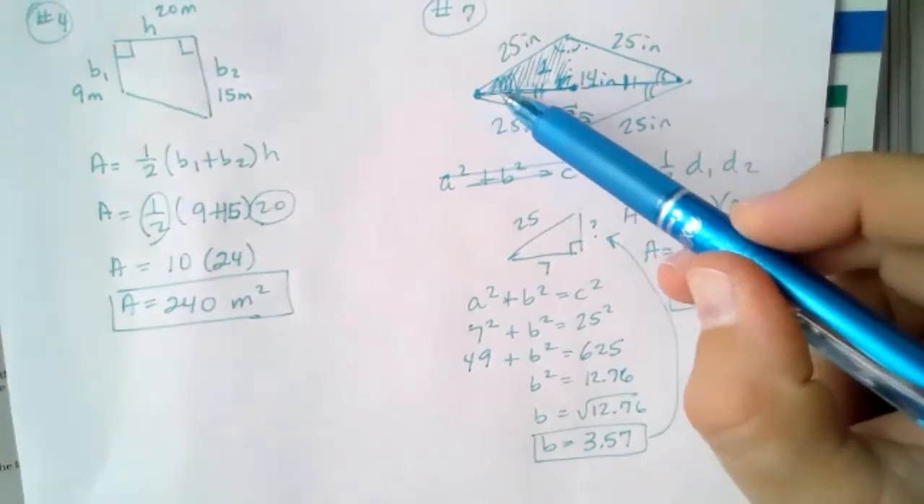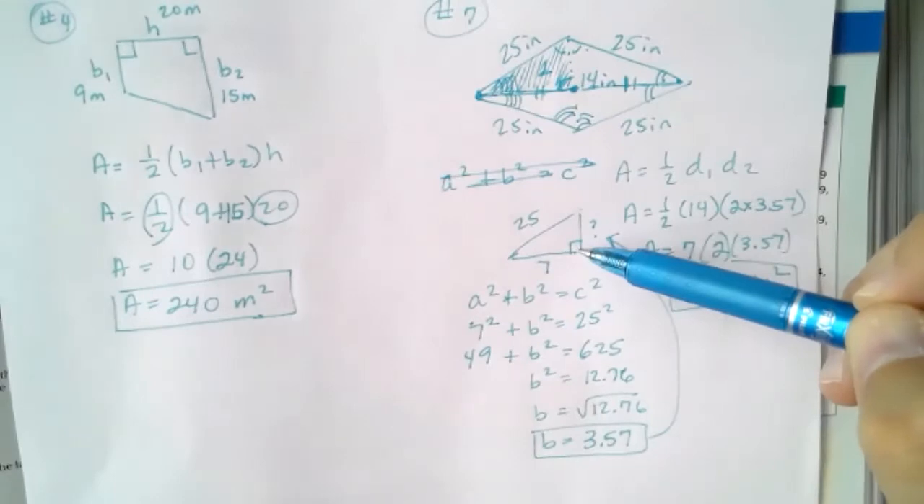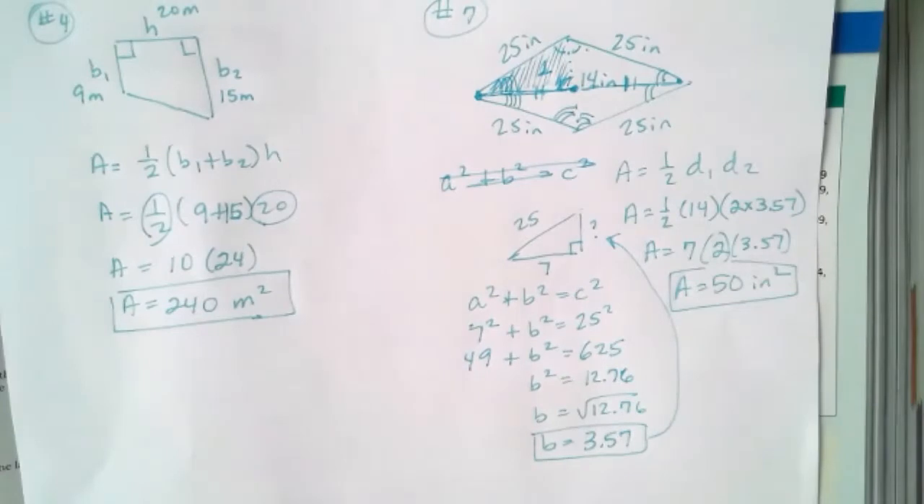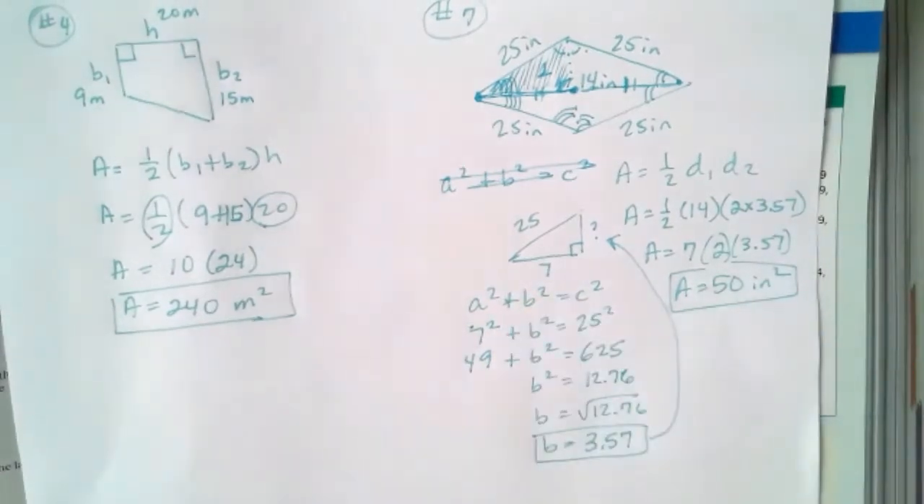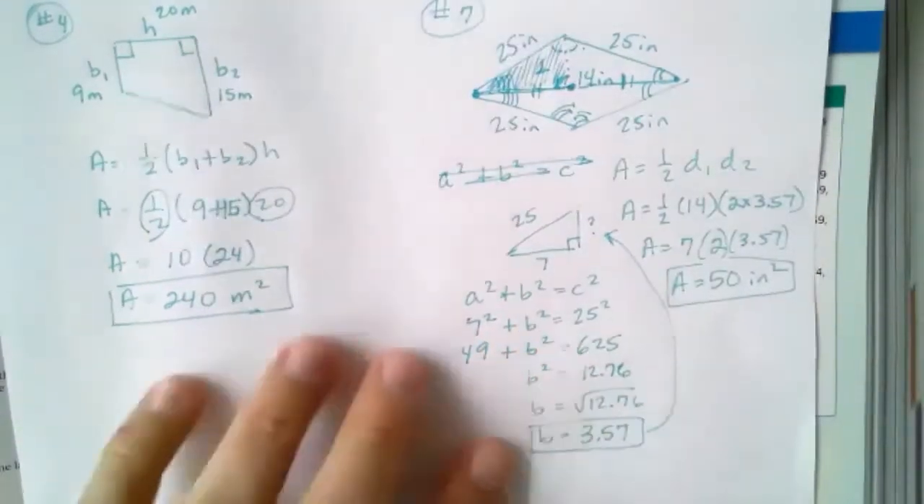So if you got the base, which is 7 here, remember base is 7, and you had this height, which we just found out was 3.57. I'll tell you what, let me double check that to make sure that's right. It sounds right. I want to see. So 25 squared minus 49. Oh, I see what I did wrong. And y'all probably saw the same thing. I'm supposed to get 576 right here. I made a mistake right here.